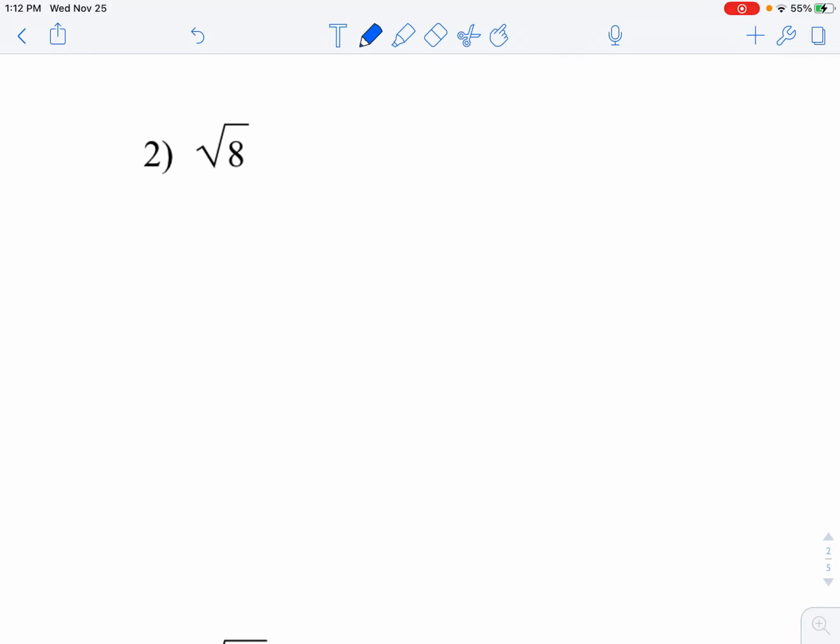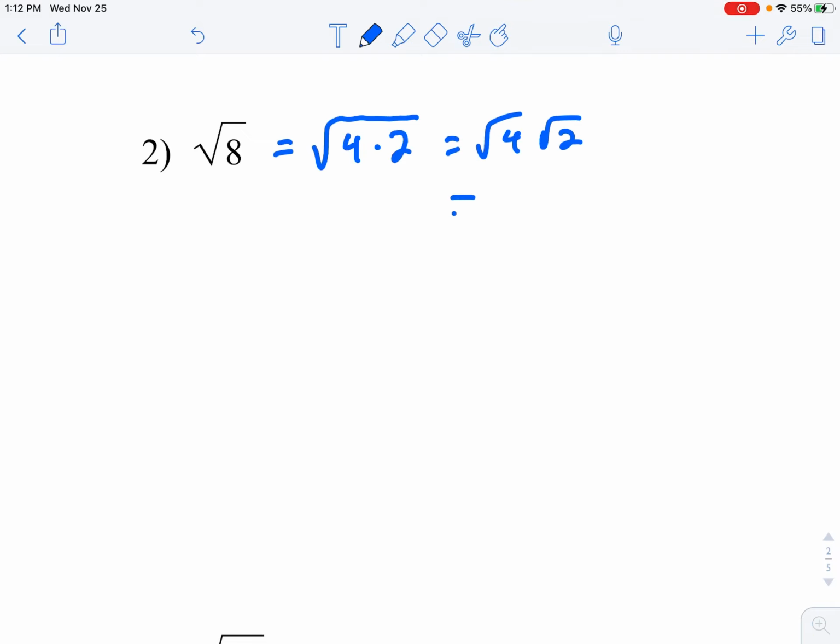I'm going to do this 2 ways. So first, you just think about the number 8. What can you break 8 down into? How about 4 times 2? And then if you square root 4, you get 2. Square root 2, you can't simplify it. So there's your answer.